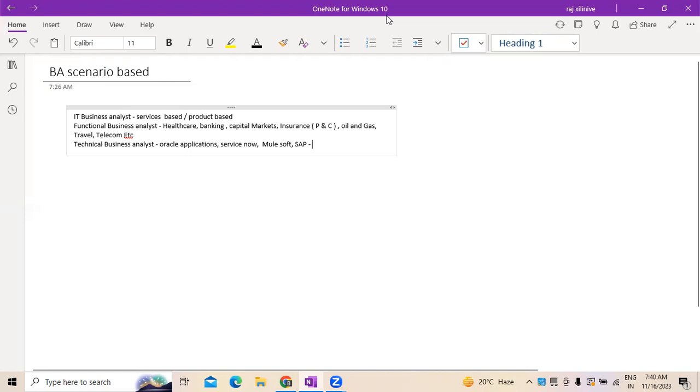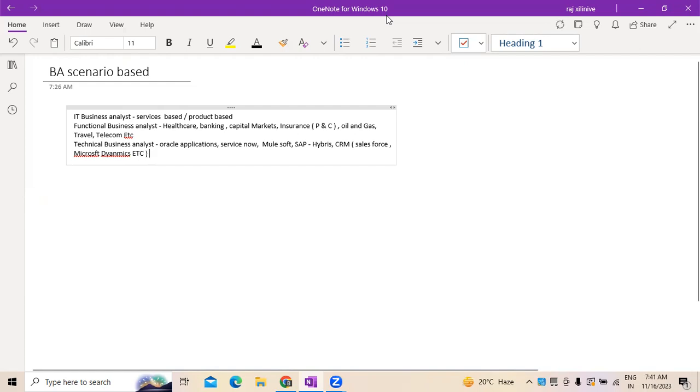SAP side, they require... At the same time, in SAP they have one more thing called SAP hybrids, right? So they may require some technical business analyst experience relating to SAP hybrids. At the same time, if you go more technical, for example CRM-related, right? In this CRM process, you may get some job opportunities. Either a person should have experience in Salesforce or Microsoft Dynamics, etc.